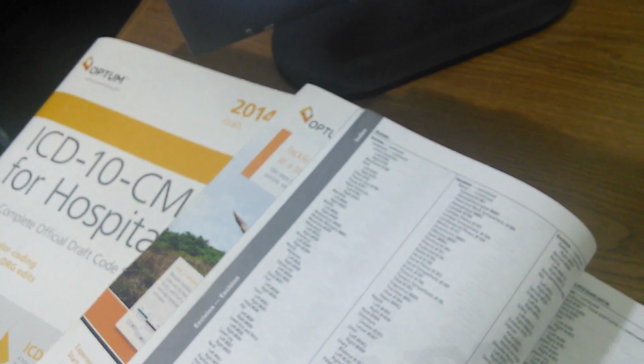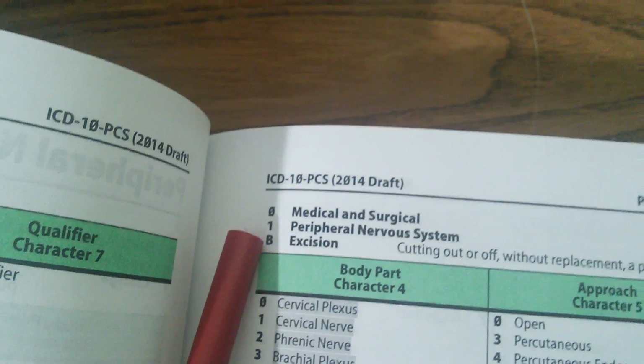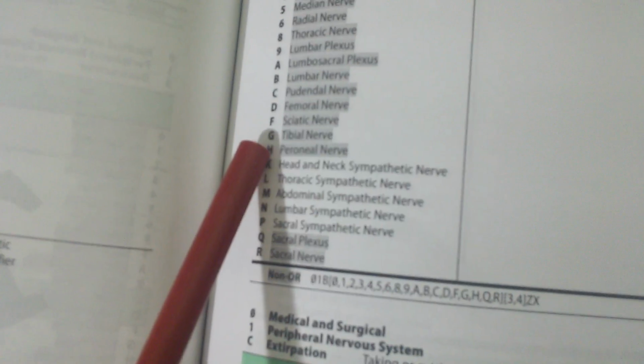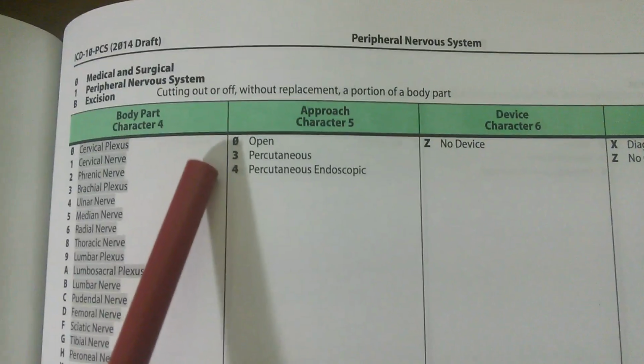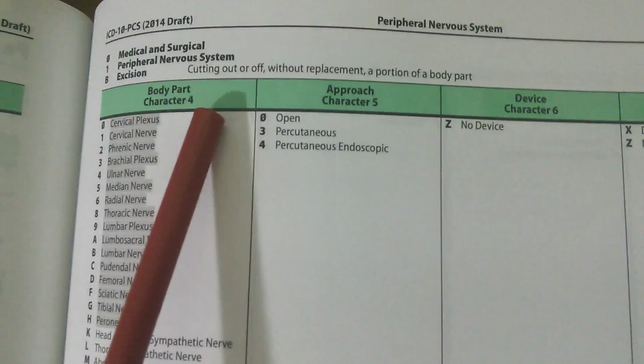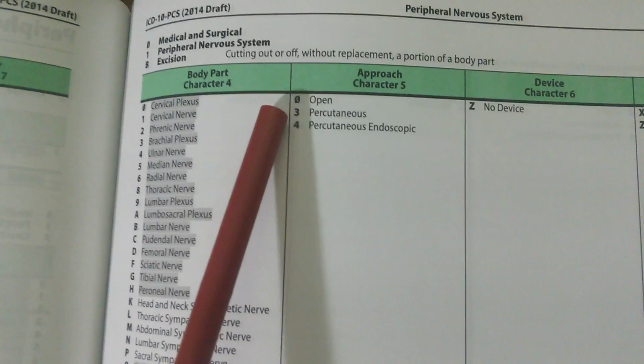We're going to go to 01B in the tabular, which is in alphanumerical order. From there, it sends us to G. We check that it's okay. The G is the tibial nerve, and that's what we want. The next column tells us whether the procedure is open, percutaneous, or percutaneous endoscopic. In order to take a tumor, it has to be open. You have to open the skin and then take it out. So it's 0.